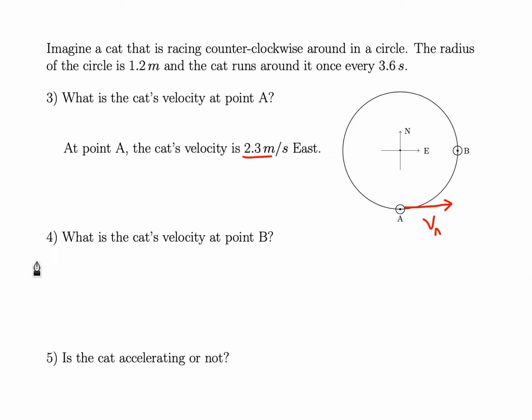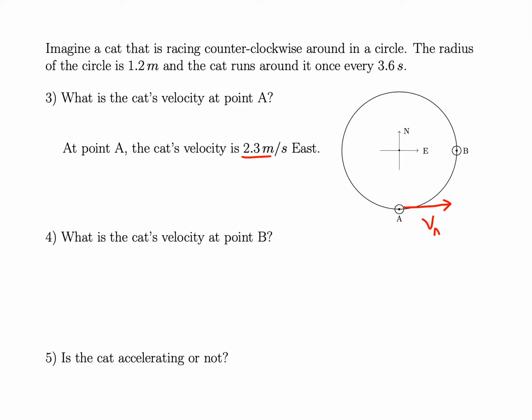You should make a guess before I flick the next slide, but I think you're going to catch on pretty quickly. In fact, the cat's velocity at point B is going to be 2.3 meters per second, but the direction is different because up here at point B, the cat's moving, again, tangent, sort of like this. So at B, the cat is moving tangent to the circle in the counterclockwise direction. So at B, that's northerly.